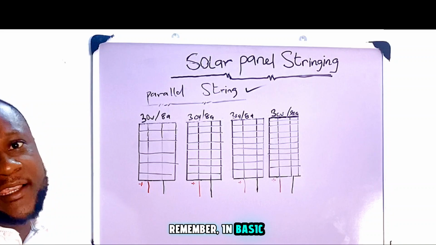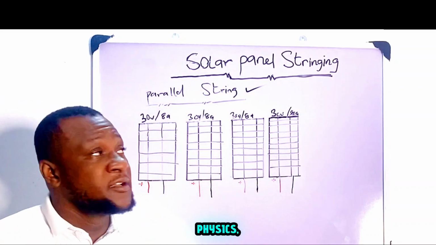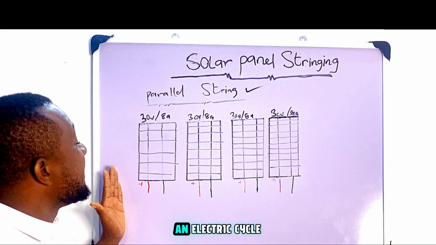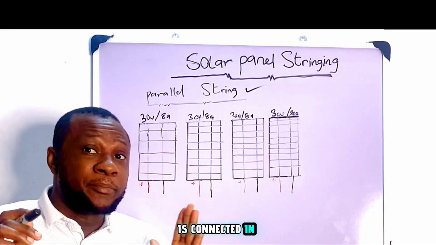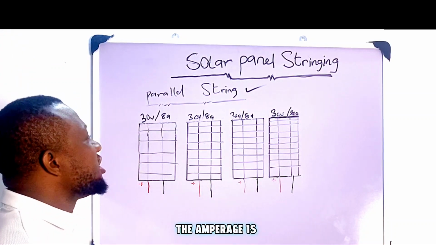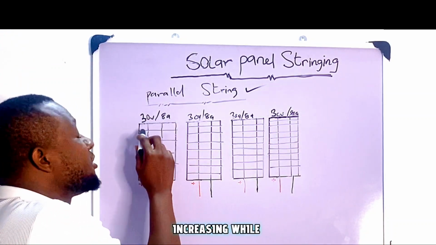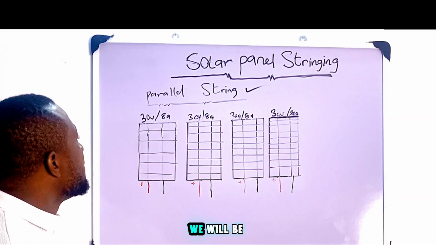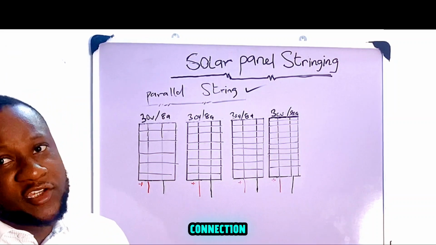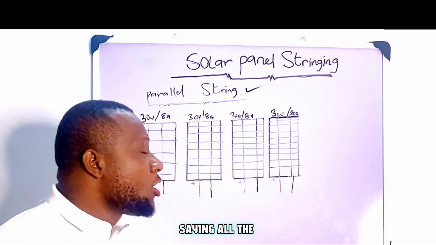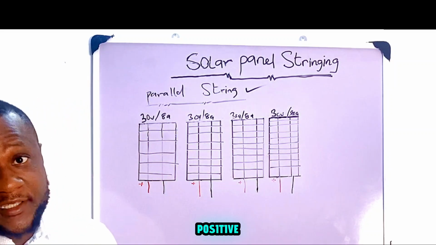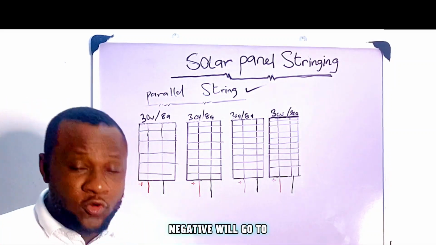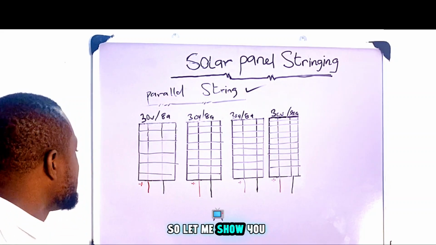Remember, in basic electrical and physics, we know that when an electric circuit is connected in parallel, the amperage increases while the voltage remains constant. So for this, we will be making a parallel connection, which means all the positives go to positive and all the negatives go to negative. Let me show you with this diagram.